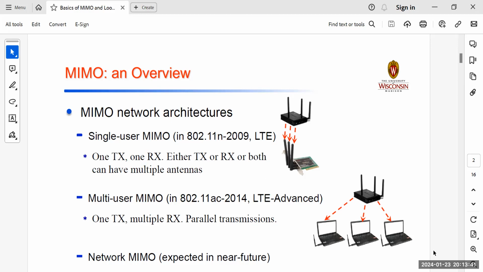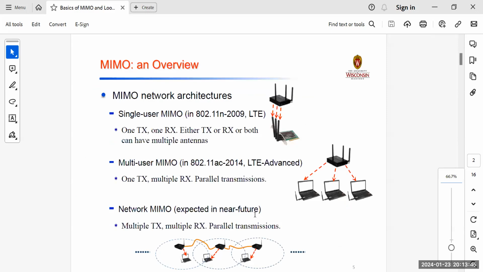The next one is network MIMO, which is expected in the near future. Rather, this is already implemented in 5G systems, where we have network MIMO with multiple transmitters and multiple receivers. Parallel transmissions are going on. So we have this transmitter, this transmitter, and multiple receivers, and the multiple transceiver systems are operating in parallel. That is network MIMO.